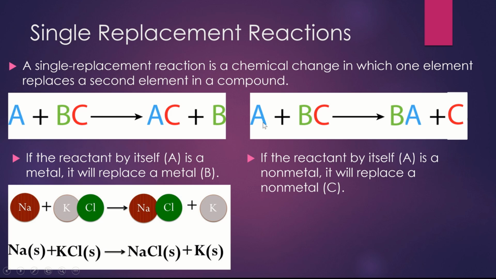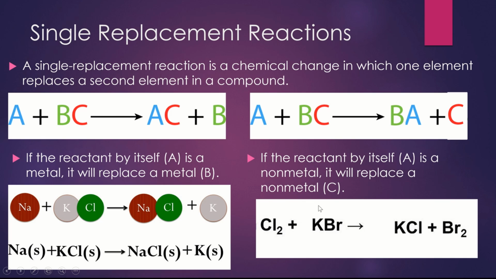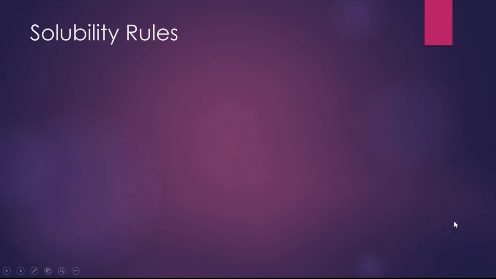If A is a nonmetal, then it would replace the nonmetal. Again, remember, metals are always written first. So in compound BC, C would be the nonmetal. So if A is also a nonmetal, A will replace C, and we'll end up with compound BA and C by itself. The example there, chlorine plus potassium bromide. Chlorine is a nonmetal, so it's going to replace the nonmetal bromide in potassium bromide. You'll end up with potassium chloride plus bromine.